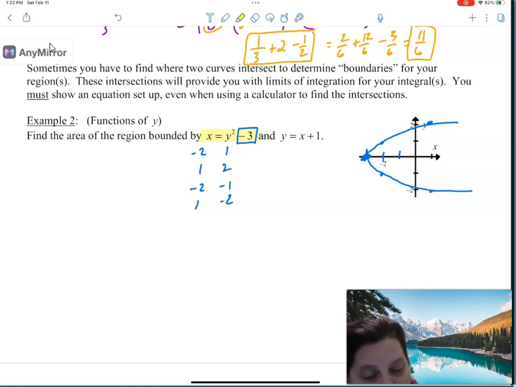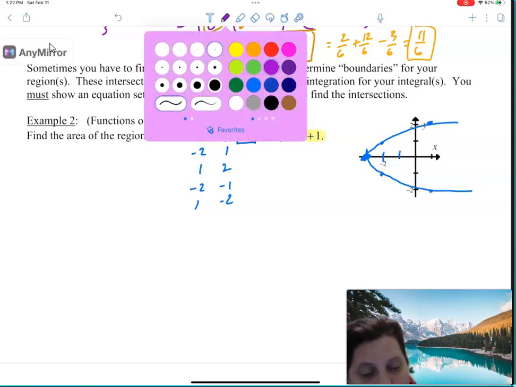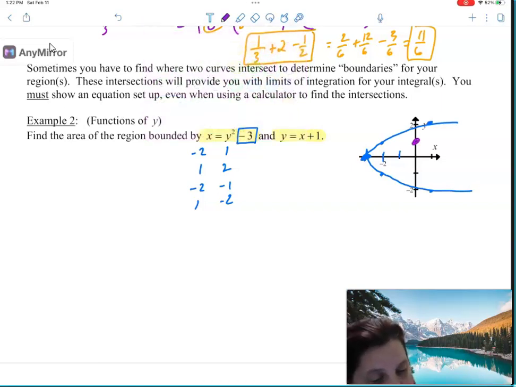Now this line is y equals x plus 1. That's a y-intercept of 1, and then I go up 1 over 1, up 1 over 1. I can also go down 1, left 1, down 1, left 1, down 1, left 1.